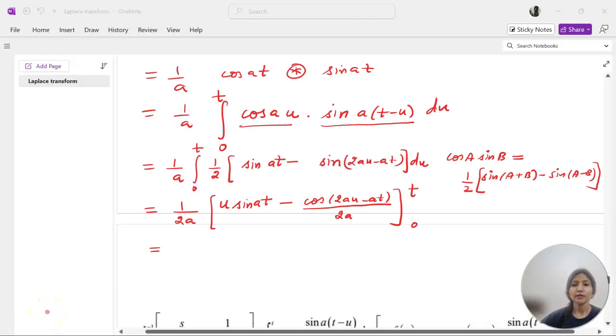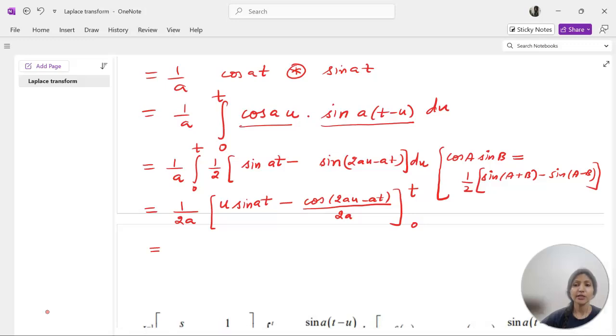So we know this trigonometric identity over here, that 2 cos A sin B is sin(A+B) minus sin(A−B), and we apply it over here. Your capital A here is au and capital B here is at minus au. We apply this identity: we get sin of au plus at minus au, which is at, and sin of their difference is 2au minus at. Then we integrate.